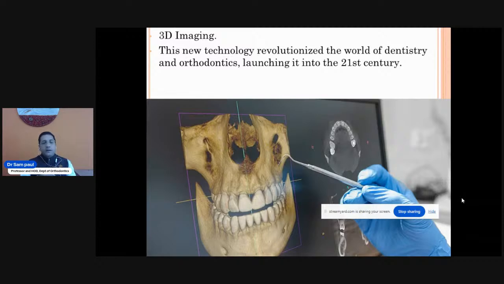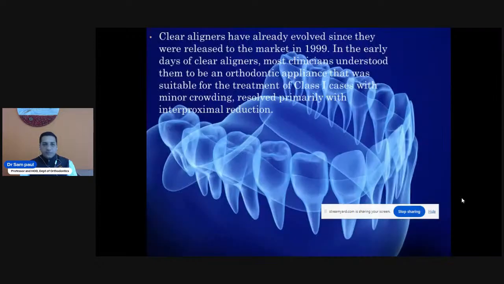Another half century went by until two graduate students of Stanford University in 1997 applied three-dimensional computer imaging graphics to the field of orthodontics and created the world's first mass-produced customized clear aligner system. After that, clear aligners have evolved, and in the early days most clinicians understood them to be an orthodontic appliance suitable for just very minor cases, like minor spacings or maybe minor crowding and all those things. That's what the earlier thoughts were.